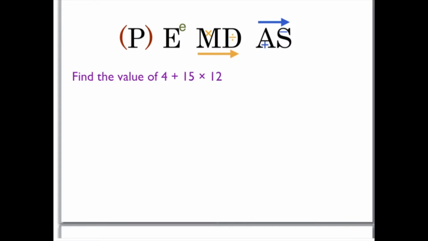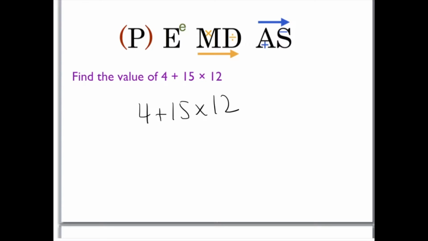In our first problem here, we want to find the value of 4 plus 15 times 12. Now would be a good time to pause the video, try this problem on your own, and then come back to it and see if you did it correctly. To find the value of 4 plus 15 times 12, we need to go back to PEMDAS and figure out what the correct order is.